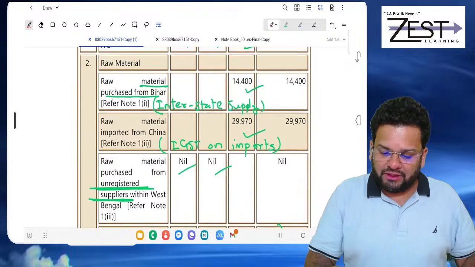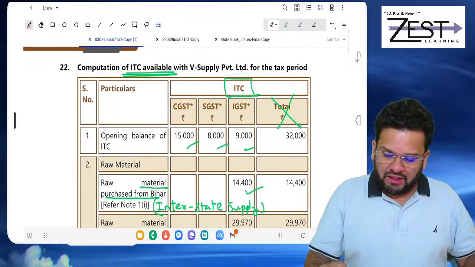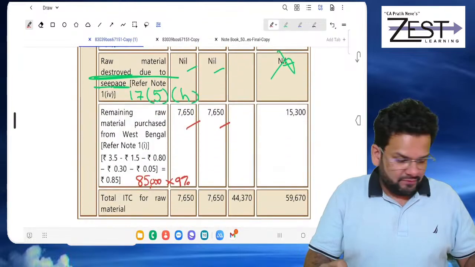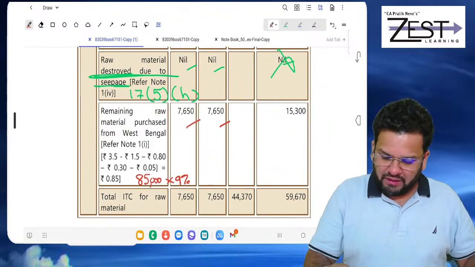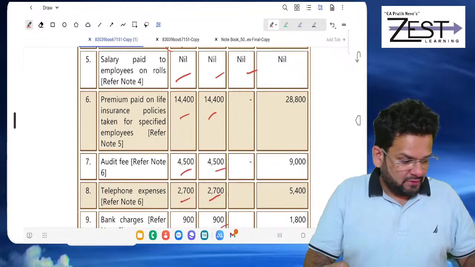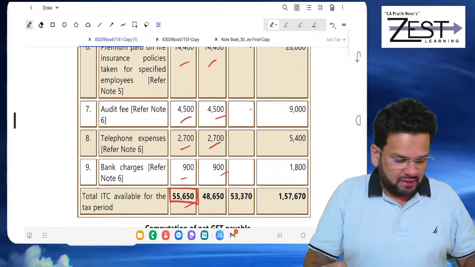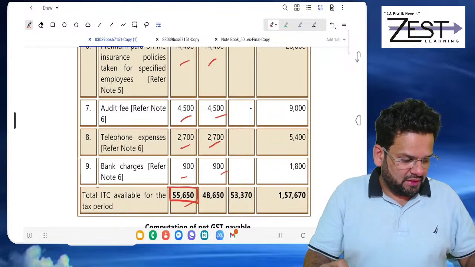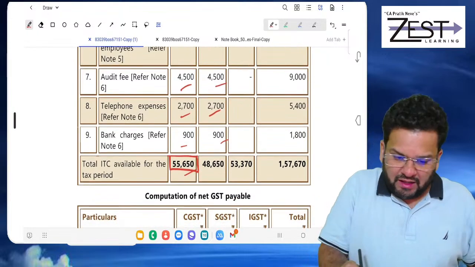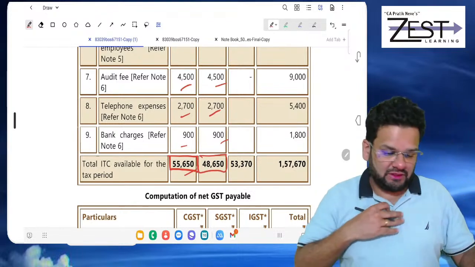So please calculate SGST also. 8,000 plus 7650 plus 9,000 plus 1,500 plus 14,400 plus 4,500 plus 2,700 plus 900. I am getting 48,650. Are you getting same figure?